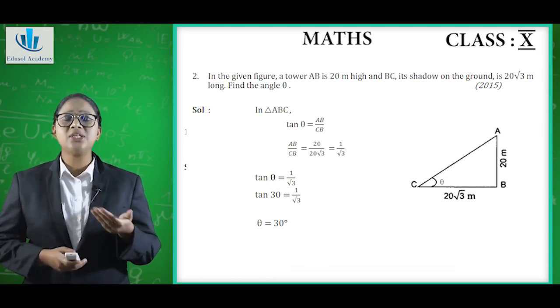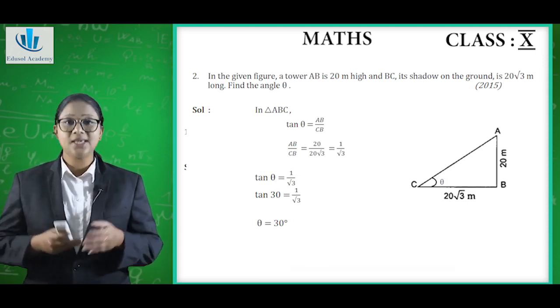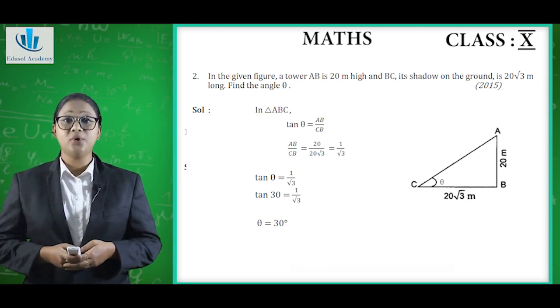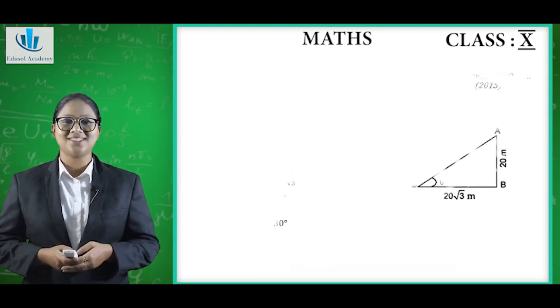Now tan of which angle is 1 by root 3? That angle will be theta. So tan 30 is 1 by root 3. So therefore theta is equal to 30 degrees. That's how we find it.